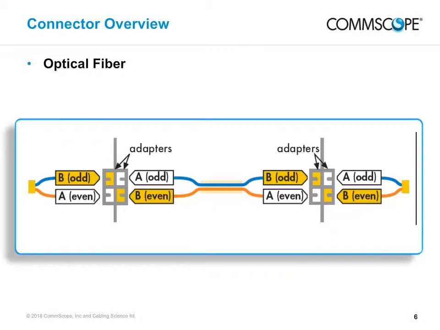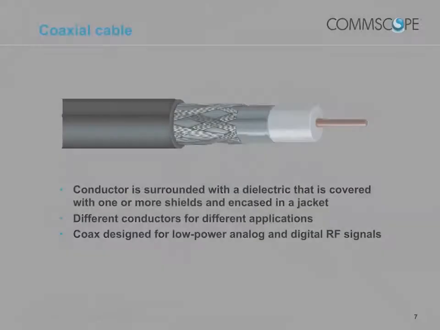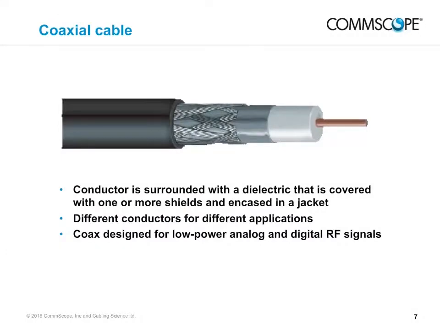The integrity of the transmit and receive signals is maintained by a system of polarity where connector orientation reverses at each end of the pair, as shown here. In a coaxial cable, the central conductor is surrounded by a dielectric that is covered with one or more shields, the outer conductor. These may be copper or aluminum tubes, aluminum tape, and/or braided wire. On the outside, the cable is encased in a jacket.